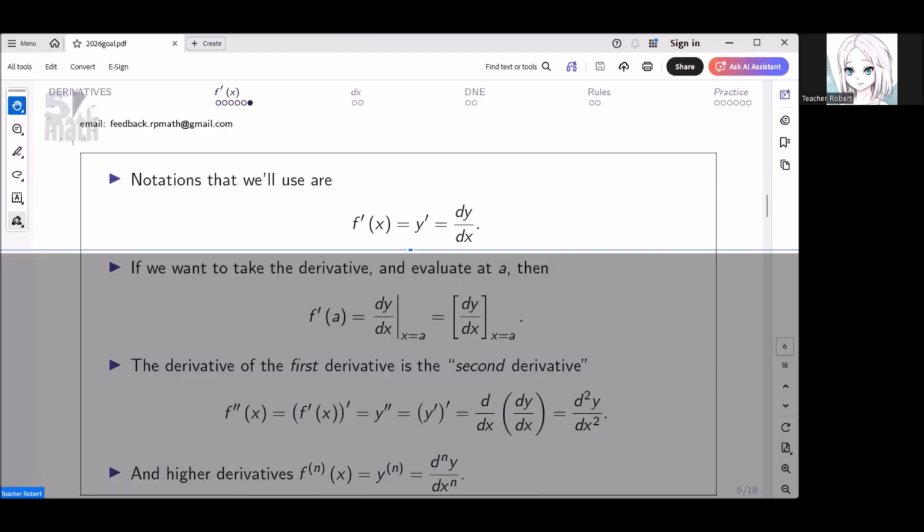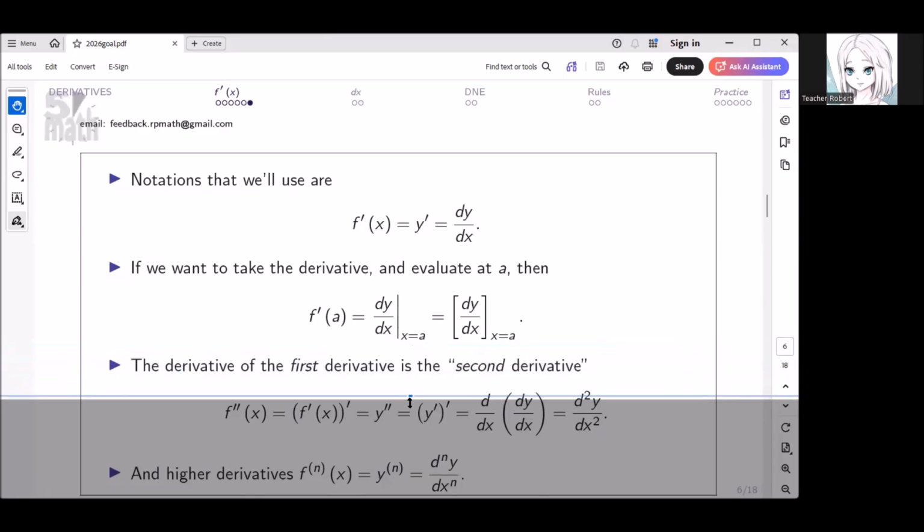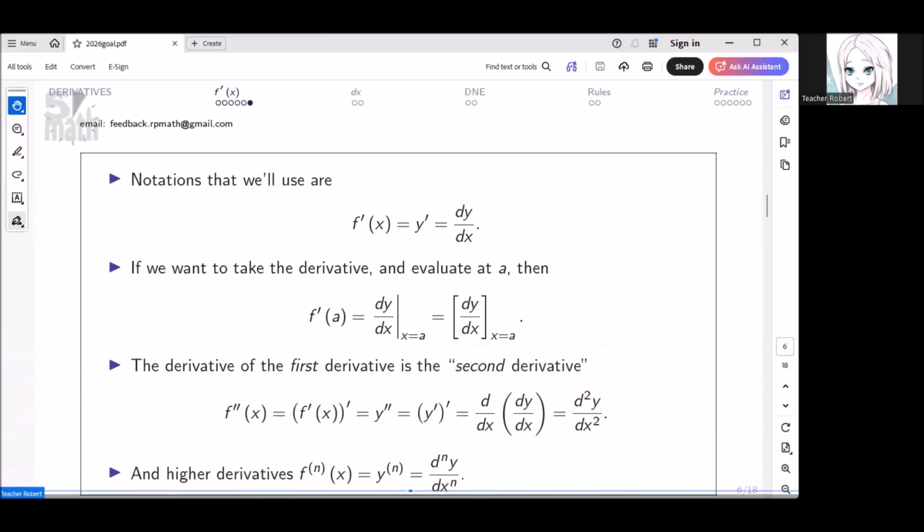Notations that we'll use are f'(x) = y' = dy/dx. If we want to take the derivative and evaluate at a, then f'(a), dy/dx at x = a. The derivative of the first derivative is the second derivative, f''(x), and higher derivatives, the nth derivative at x.